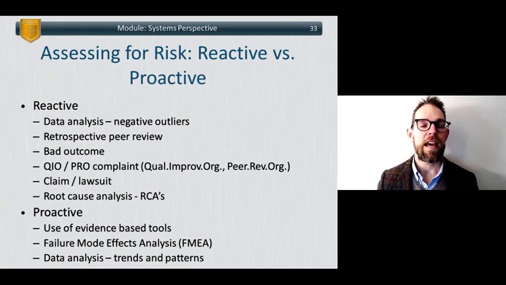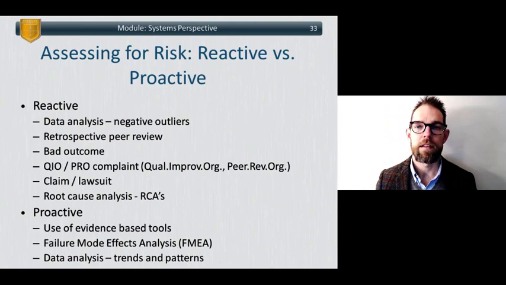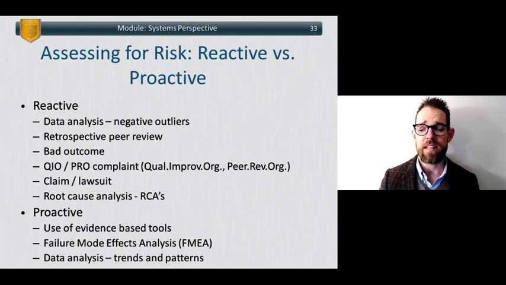You're looking at data analysis and not just looking at the negative outliers, but you're looking at data analysis to be predictive and follow trends and patterns and be able to say, does this event occur on some sort of cadence? Do we have an exquisitely high likelihood of this event occurring again based on looking at data? Are there near misses, etc.?